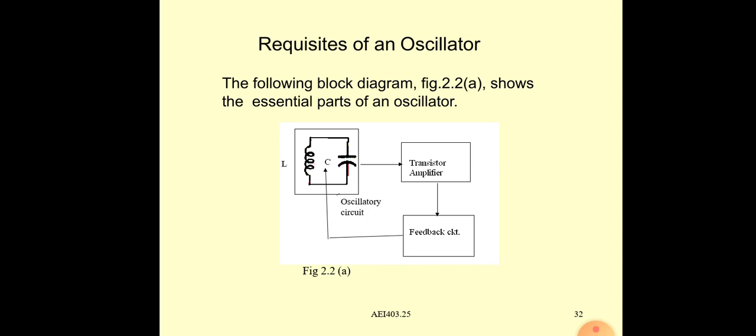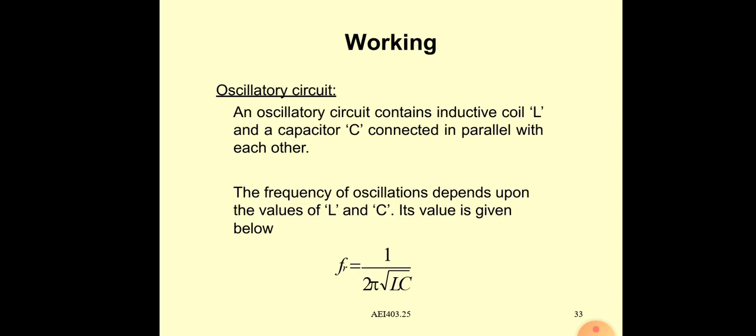See the requirements of an oscillator. The following block diagram shows the essential parts of an oscillator. See here, the transistor amplifier output we are giving to the feedback circuit, and the feedback circuit output we are giving back to the oscillatory circuit. So this is the oscillatory circuit. It may be an RC oscillator circuit or an LC oscillator circuit. Okay, so these are the requirements of an oscillator.